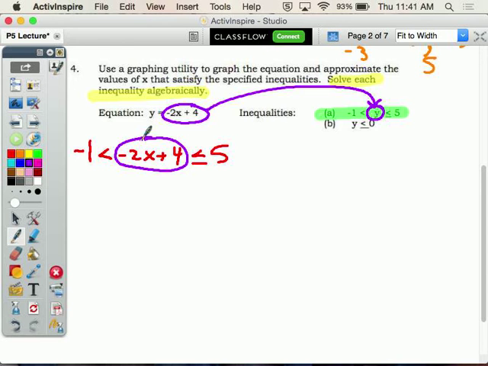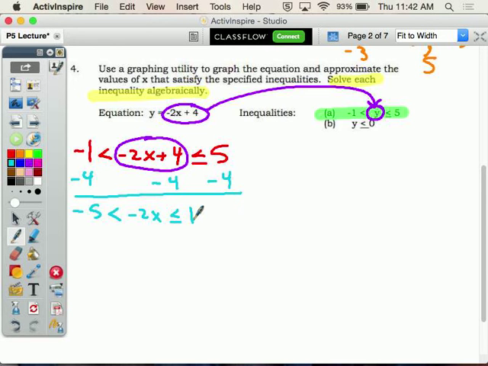So they said, hey, y is -2x + 4. And letter A says, shove that in between -1 and 5. That's it. And now we do the problem. So in order to do this problem, I'm going to subtract 4 off of both sides. And hopefully this problem will show us a little bit about changing the symbol again. So here I have -5 is less than -2x, which is less than or equal to 1.